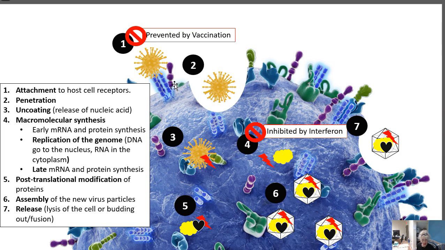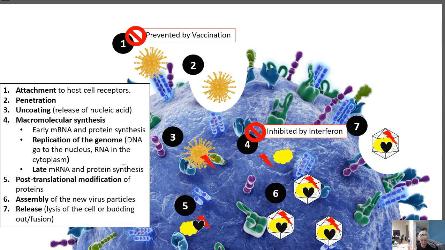But this kind of goes into how we get infected and how we get protected. So attachment, number 1, is prevented by a vaccine. 2 is penetration. 3 is uncoating. 4 is macromolecular synthesis. So early messenger RNA and protein synthesis, replication of the genome. The DNA goes to the nucleus and the RNA goes to the cytoplasm.